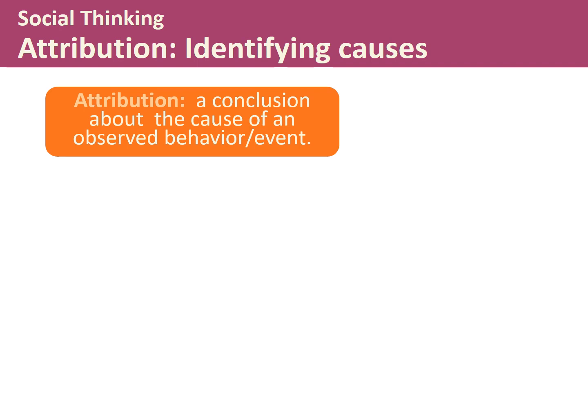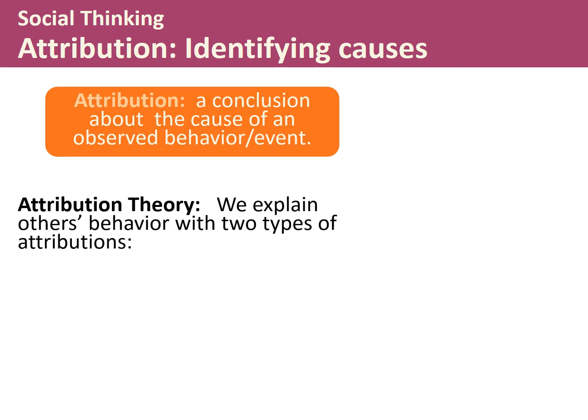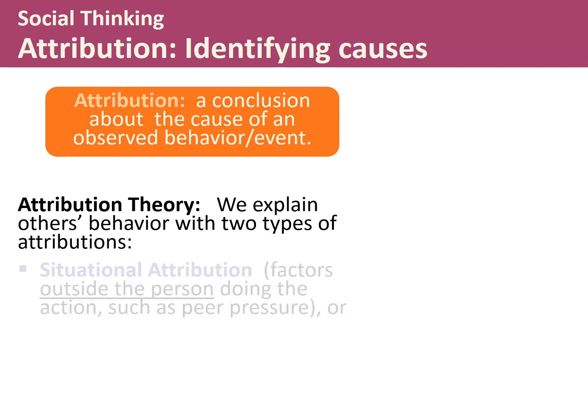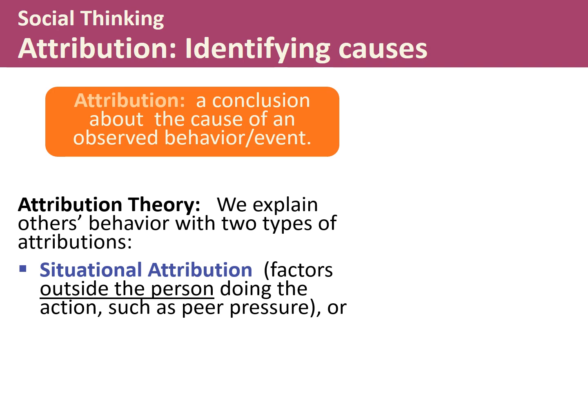So social thinking really revolves around attribution theory, and attribution is a conclusion about the cause of an observed behavior and event. So if something happens, you need an explanation. The explanation is the attribution. We explain other people's behaviors with two types of attributions. We have situational attributions. This means that factors outside the person, the factors being the immediate environment that the person is in, affects the behavior. So this is not to do with who they are as a person. This is external factors, situational attributions.